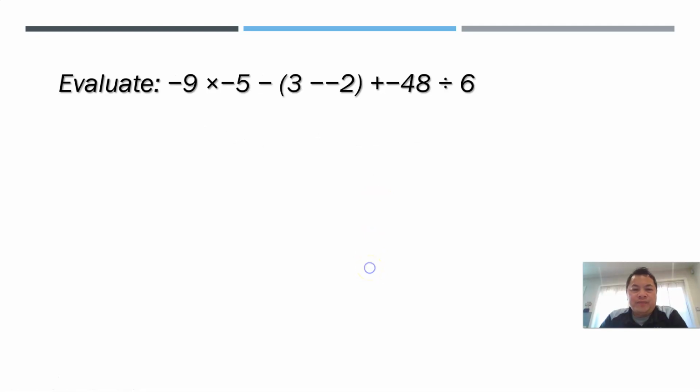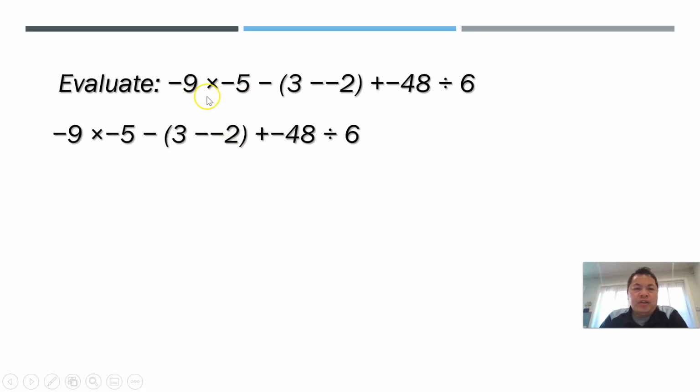Let's carry on. Okay, what happens if you need to solve a long string of numbers like this? Okay, don't worry, just apply the rules accordingly from left to right. So I recopy the question here. So going left to right, minus 9 times minus 5, minus times minus becomes positive. Solve the bracket. Over here I have minus and minus, which means it's 3 plus 2.